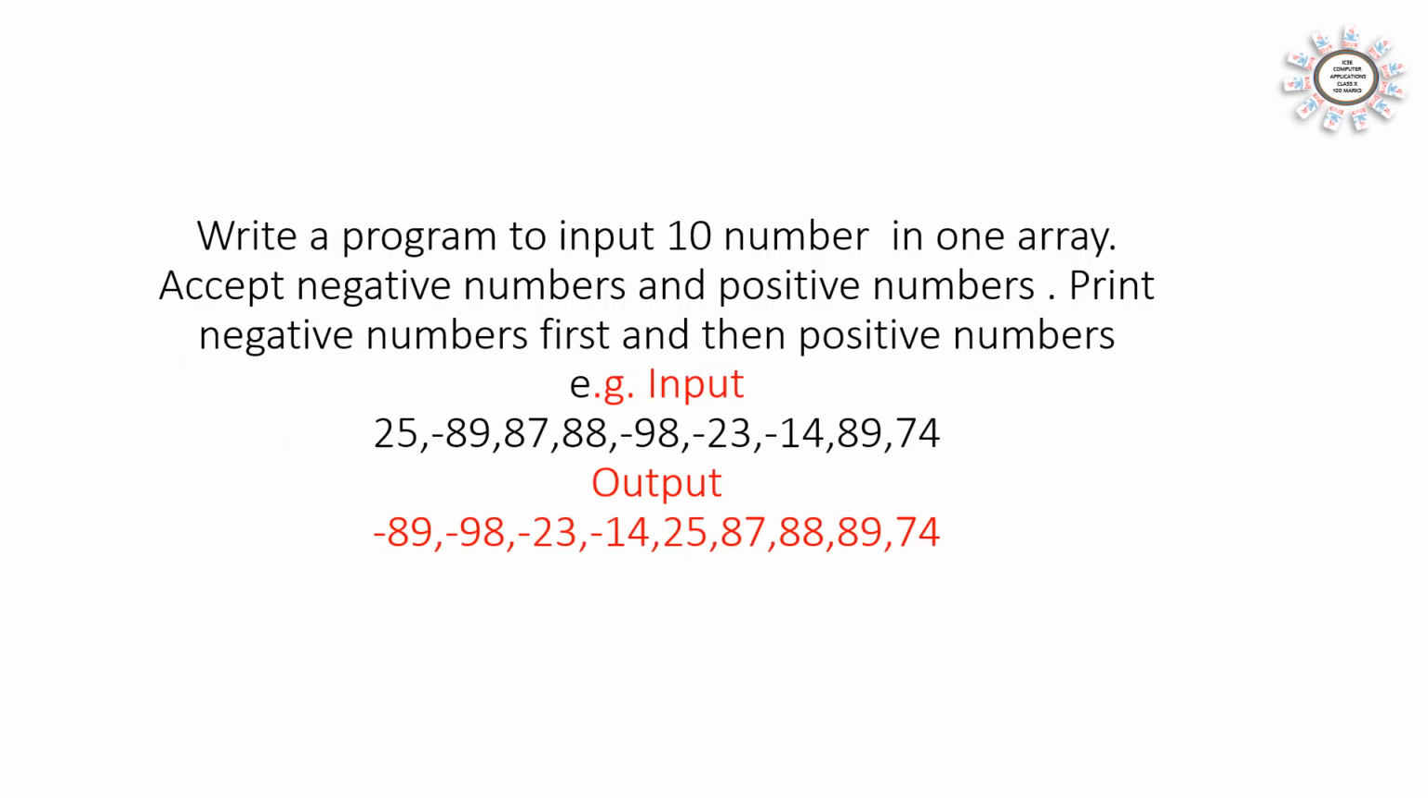Write a program to input 10 numbers in one array. Accept the negative numbers and positive numbers and print negative numbers first and then the positive numbers. So in this we are accepting both negative and positive numbers. Here we can see this is an example. We are accepting both negative and positive numbers. And when we print, the negative numbers will come in the beginning and positive numbers in the end.